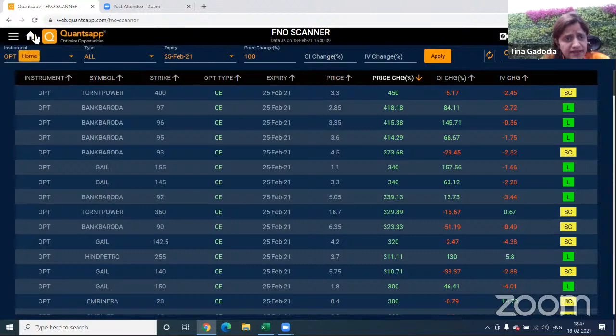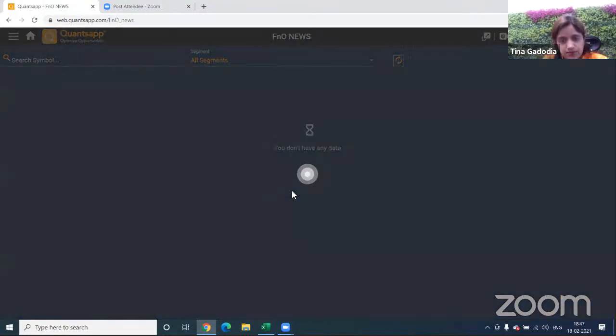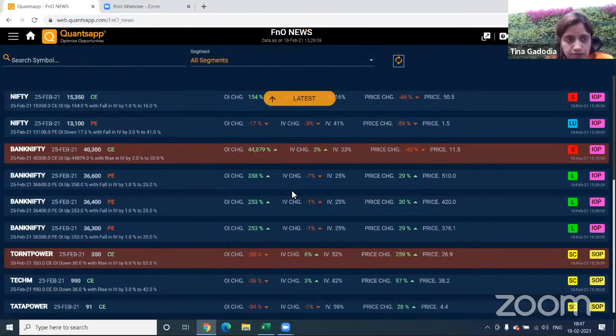Then you have FnO News, which is basically where we have scanned the market. There are certain logics which we have put in, and based on those logics we start getting the strikes. So we have filtered out that work for you, you don't have to do customization. These are proprietary algorithms which scan the market to find where there is a lot of momentum. So you can use FnO News as well as the FnO Scanner in the early morning trades and pick up the high conviction trades.